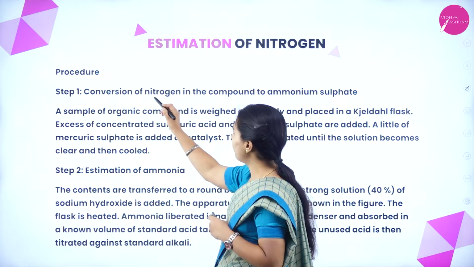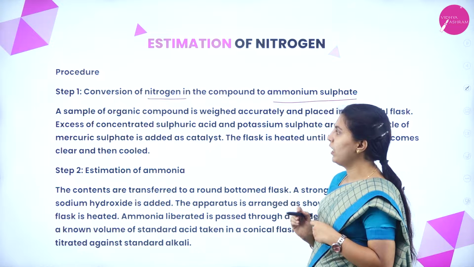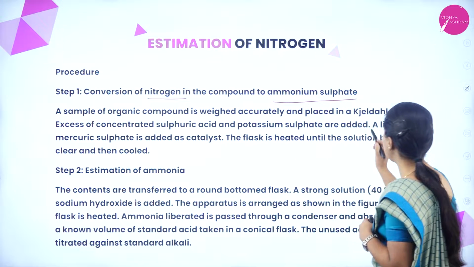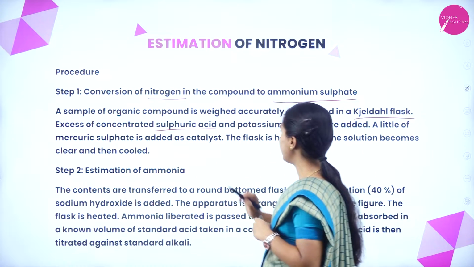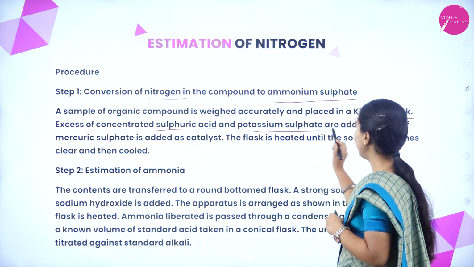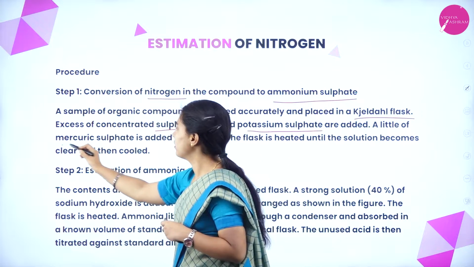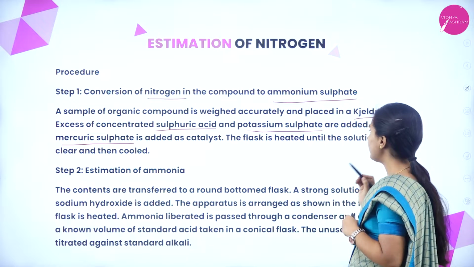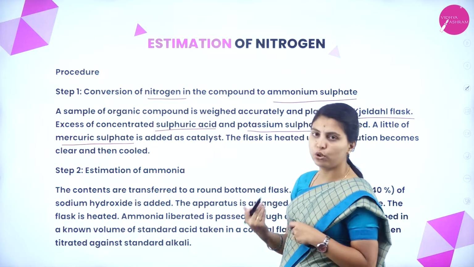Step 1. Conversion of nitrogen in the compound to ammonium sulfate. A sample of organic compound is weighed accurately and placed in the Kjeldahl's flask. Excess of concentrated sulfuric acid and potassium sulfate are added. A little of mercuric sulfate is added as a catalyst. The flask is heated until the solution becomes clear and then cooled.